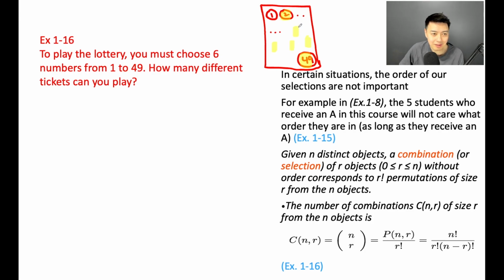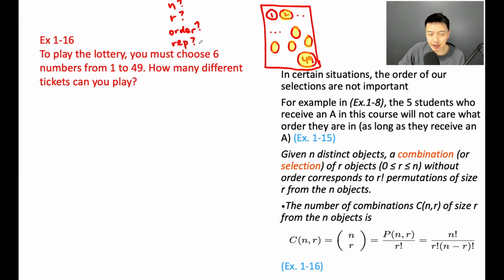And if we get the numbers right, then we win some amount of money. That's the idea behind the lottery. So how many different tickets can you play? From now on, whenever we answer a counting problem, we're going to ask ourselves 4 questions. Number 1, what is our n? Number 2, what is our r? Number 3, does it have order? Number 4, does it have repetition?